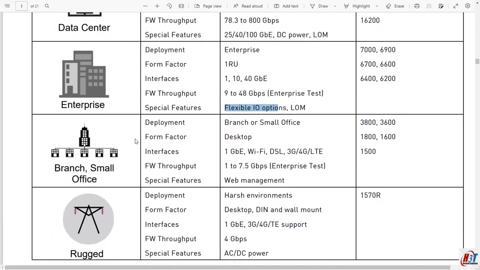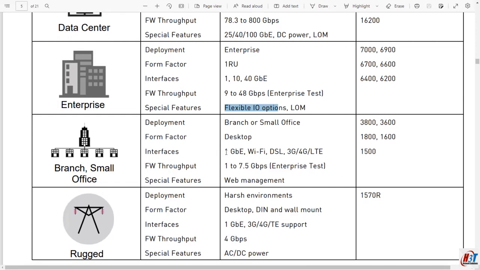Now say you have a branch office or a small office deployment, which is also called the branch or small office. The form factor is desktop, which means it can be put anywhere. It's like the home routers, but a bit more sophisticated in that sense, and the size will also be a bit larger than those that we have at home, right? The series that starts is from 3800, 3600, 1800, 1600, and 1500.